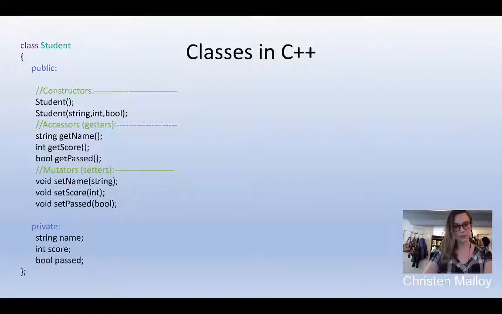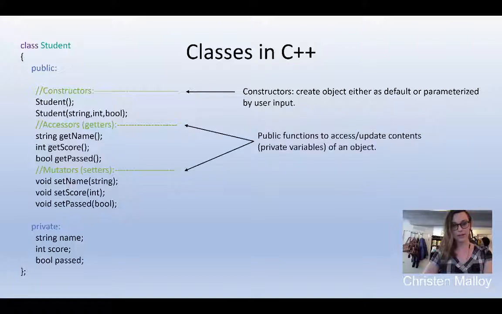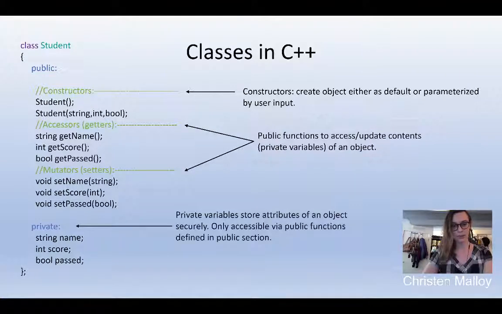Classes in C++ generally have a public and a private section and are defined as we see on the left side of the screen. You will generally see three types of functions in your public section, including constructors to create objects either as default or parameterized by user input, accessors or mutators, which are public functions to access or update the contents of the private variables of an object, and a private section for private variables that store the attributes of an object securely. These private variables are only accessible via public functions defined in the public section.